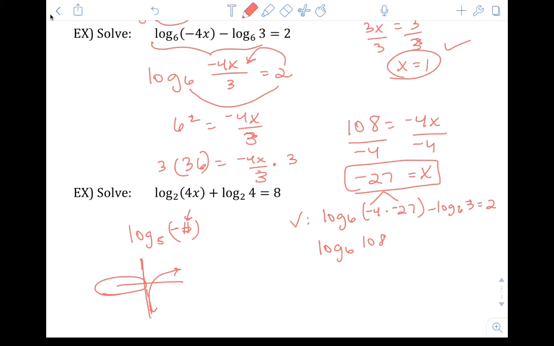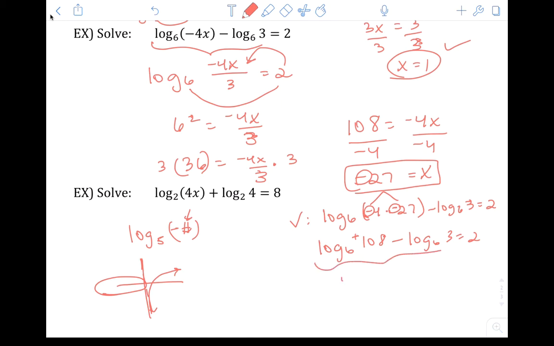So when you have log base 6 of 108, it could have been a negative if that was a positive 4, and then you would have had a problem. It wouldn't have worked, it would have been extraneous. But because the negative times the negative turns that into a positive, we have no issue.